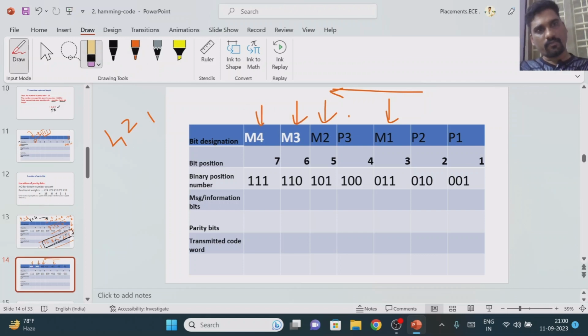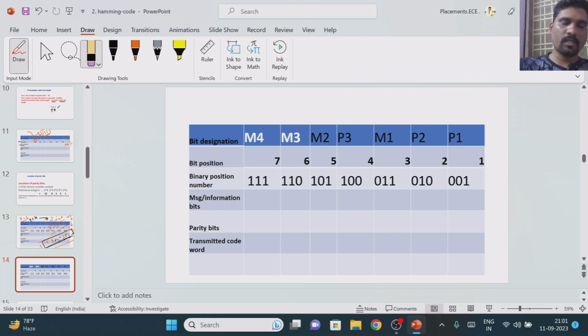First, what we have done is identify how many parity bits are required. After identifying the number of parity bits, we can identify the locations of the parity bits. The locations will be 1, 2, 4, 8 and so on. After finding the locations of the parity bits, the remaining bits are nothing but the message bit values. I hope you understand all these steps.